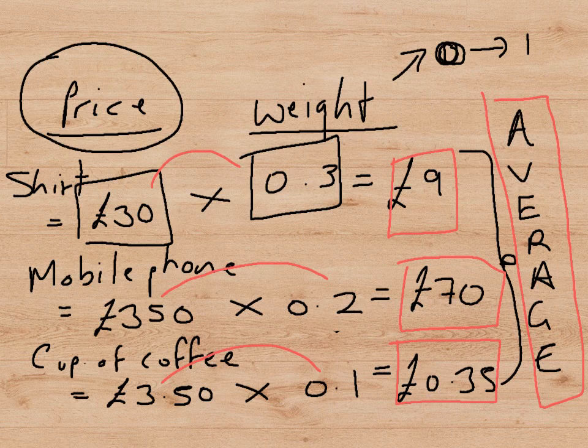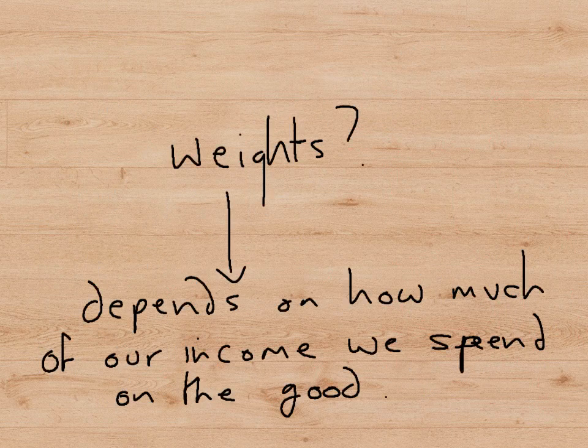So the question we're focusing on here is, where did we get the weights from? Where did these weights come from? And we know that they are between 0 and 1. So what do these weights represent? Well, the short answer is the weights represent how much of our income we spend on the particular good.